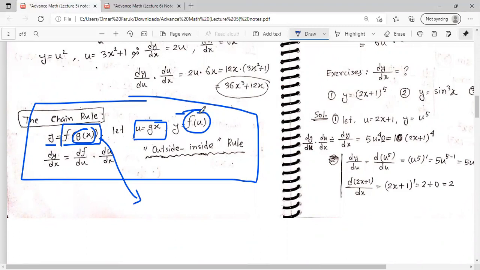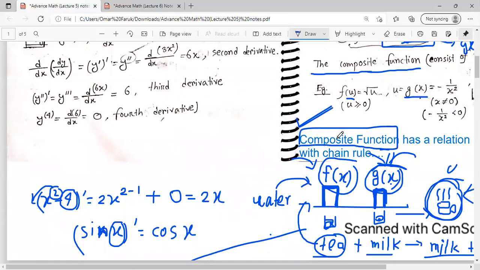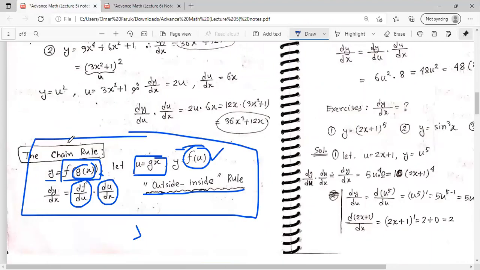Firstly, we calculate the derivative of the outer function, which is df by du, and then we calculate the derivative of the inner function, which is du by dx. That's why it is called the outside-inside rule. So this is the explanation of composite function and the chain rule.